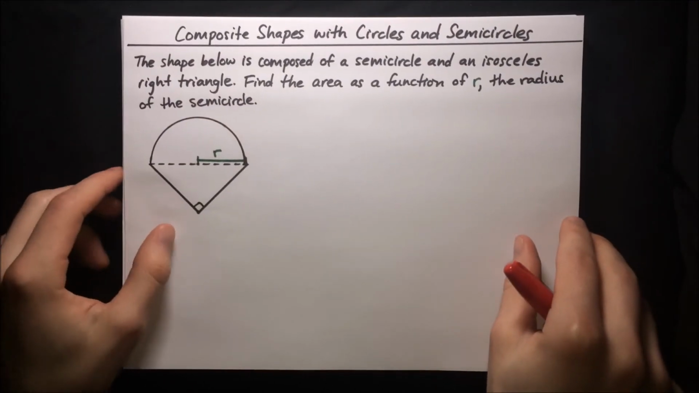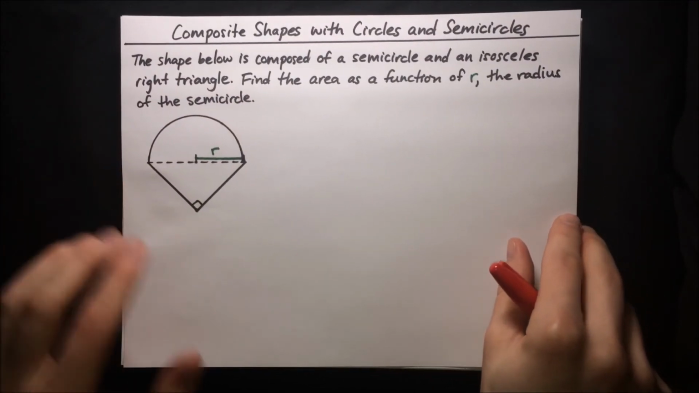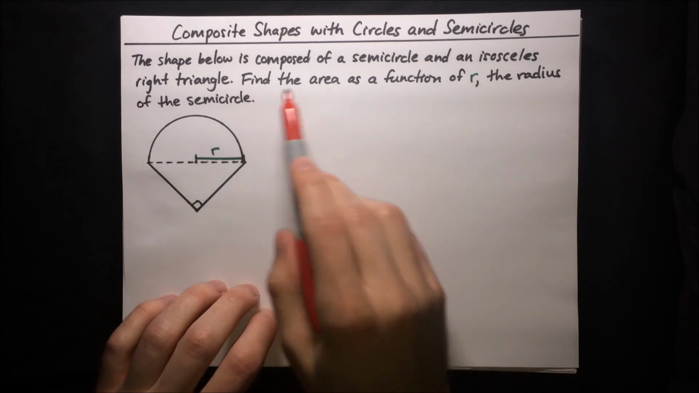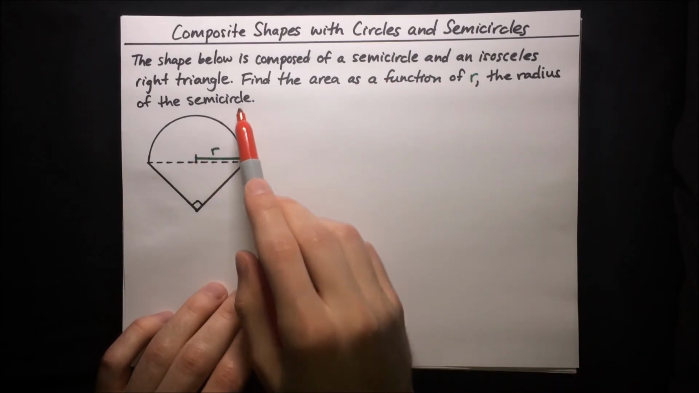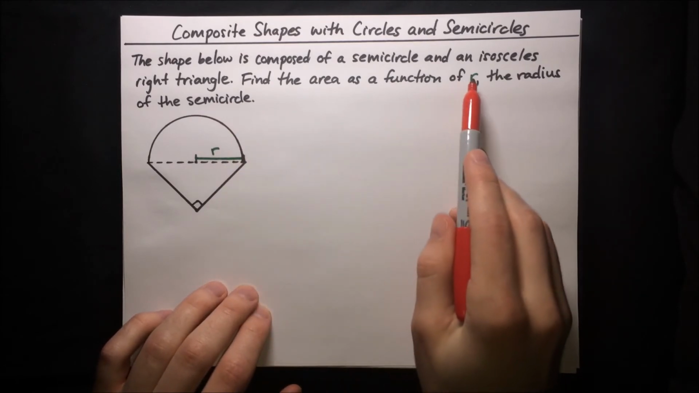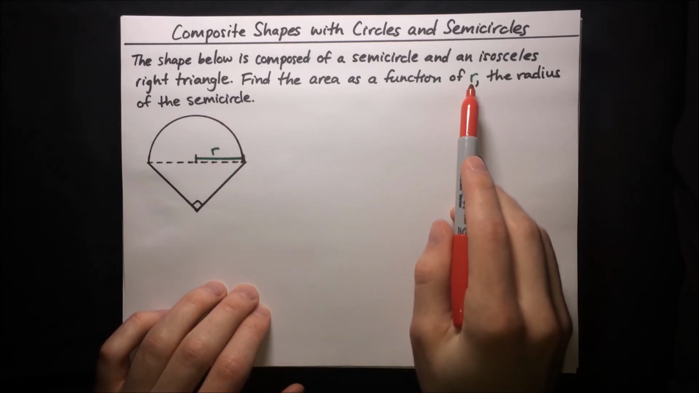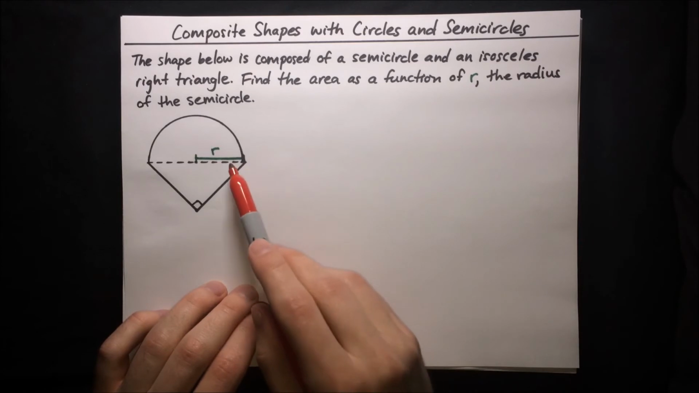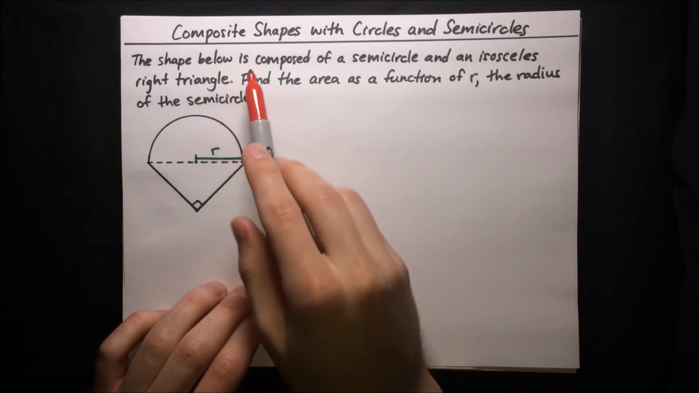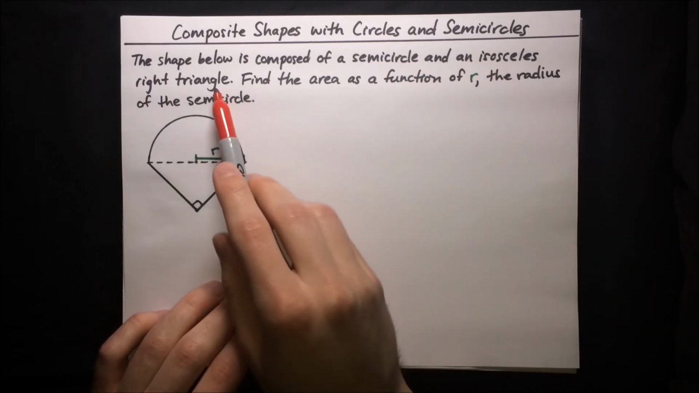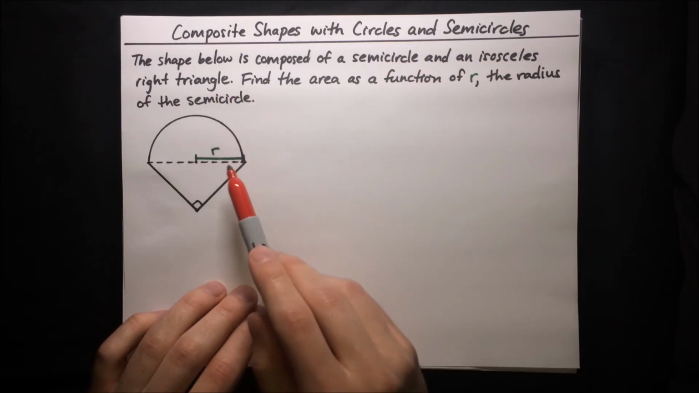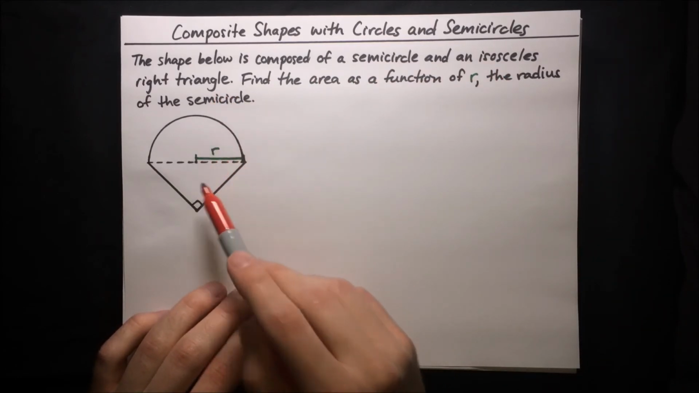Here's another problem that's pretty similar to the previous one, but this time we want to find the area as a function of r, which is the radius of the semicircle. So we want to carry this constant r through our computations. But we're going to approach it in the same way. We see that the shape is composed of a semicircle and an isosceles right triangle, so we're just going to break it up and compute the area of these two shapes separately.